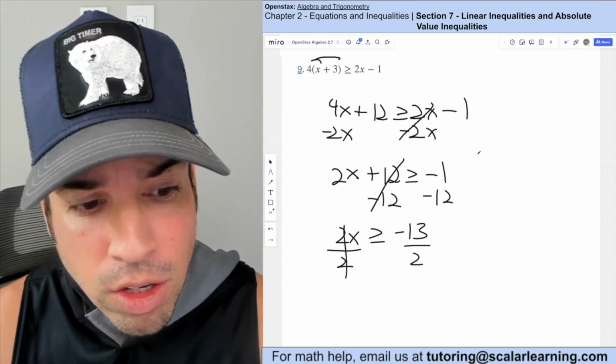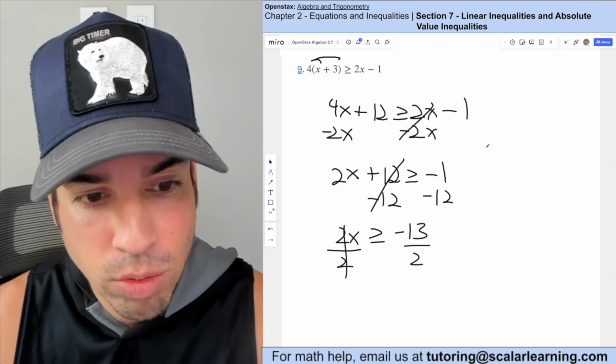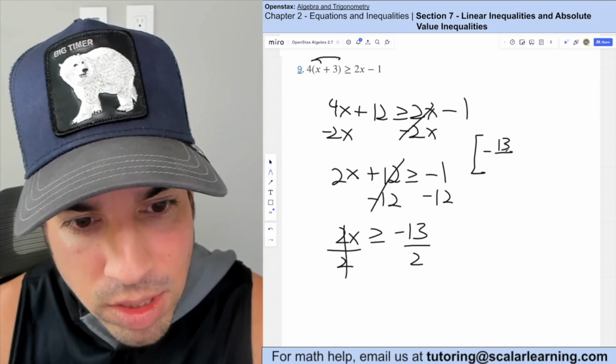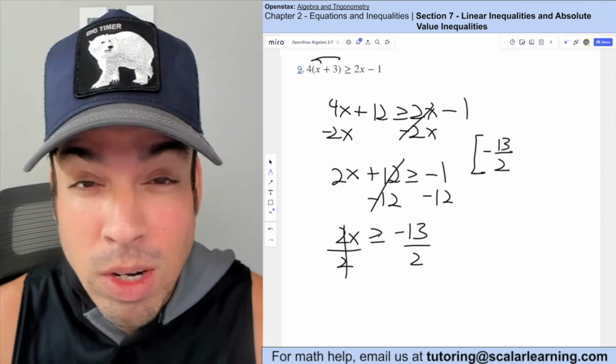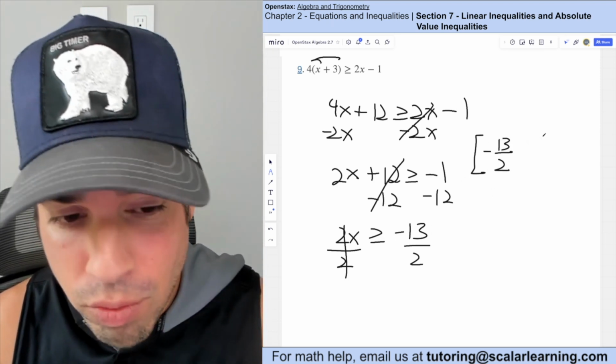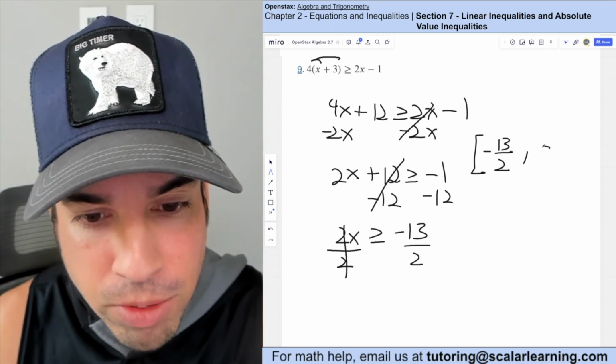So now in interval notation, we're saying greater than or equal to, so we're starting at -13/2. Again, I'm choosing a bracket because it's greater than or equal to, we're including that value. Now, since it's all values greater than this, I can go all the way up to infinity.